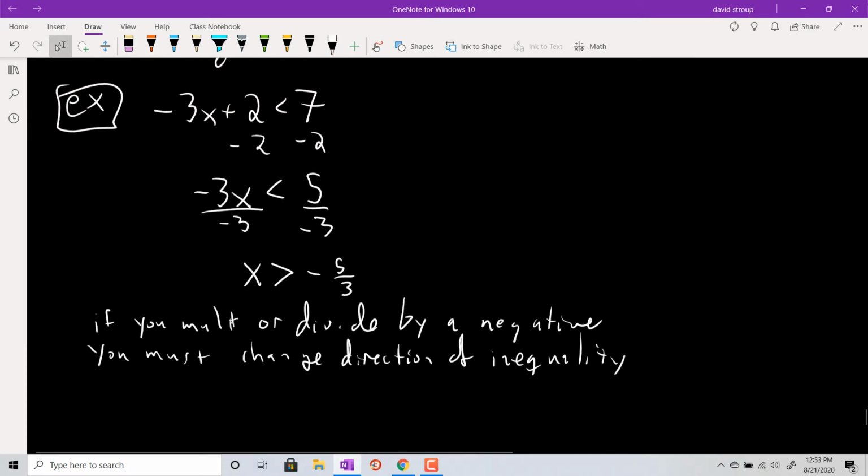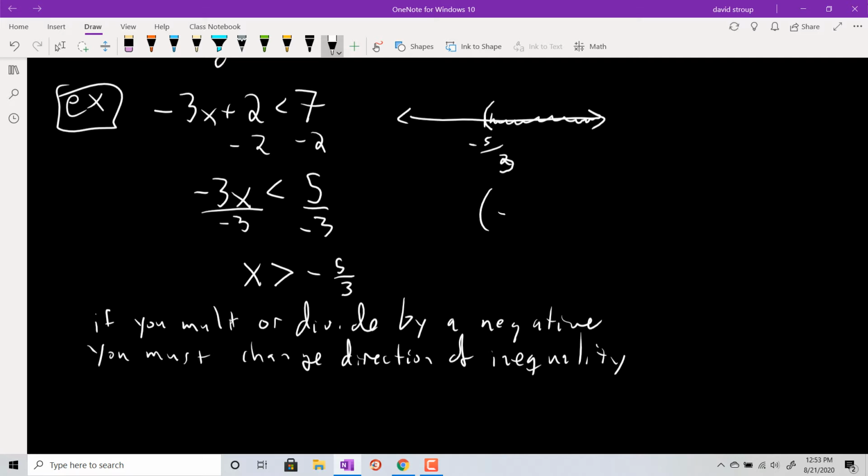Let's write this answer in interval notation. If you need to do a number line in the beginning, that's fine. Generally, you don't have to, though. So here we have negative 5/3. This is x greater than that, so it's everything above it, but not equal to it. So it's this interval here.